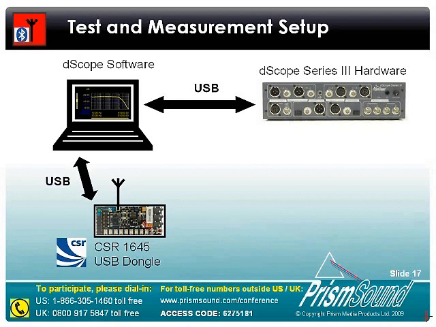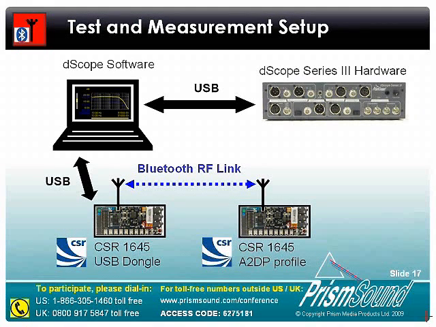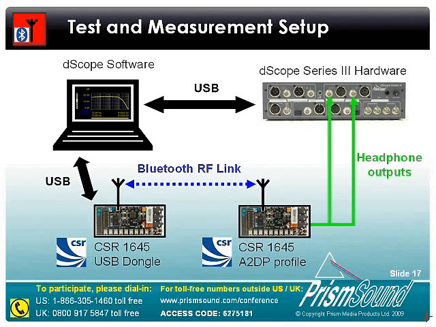To my host PC, I also have connected the first of my two CSR development boards, the 1645 development boards. And as I explained earlier, the first of these two is acting as a USB dongle, so it is simply connected via USB to my computer. It will be transacting data with the second of my two boards using the Bluetooth radio link, and in this first example this board is configured to support the A2DP profile, and if you recall, that is the wideband profile designed for carrying stereo music signals. So I'll be taking the stereo outputs from the headphone jack on this board, and I'll be analysing them at the analog inputs to the D-Scope system.